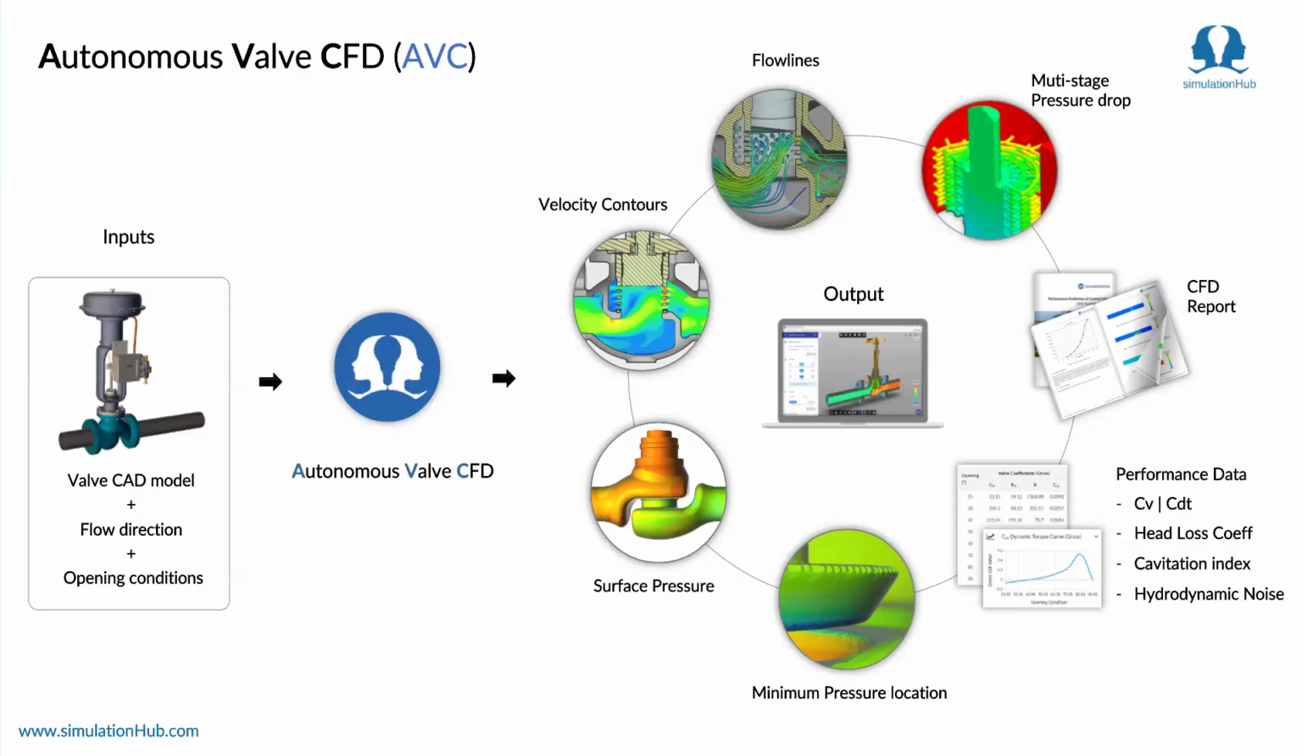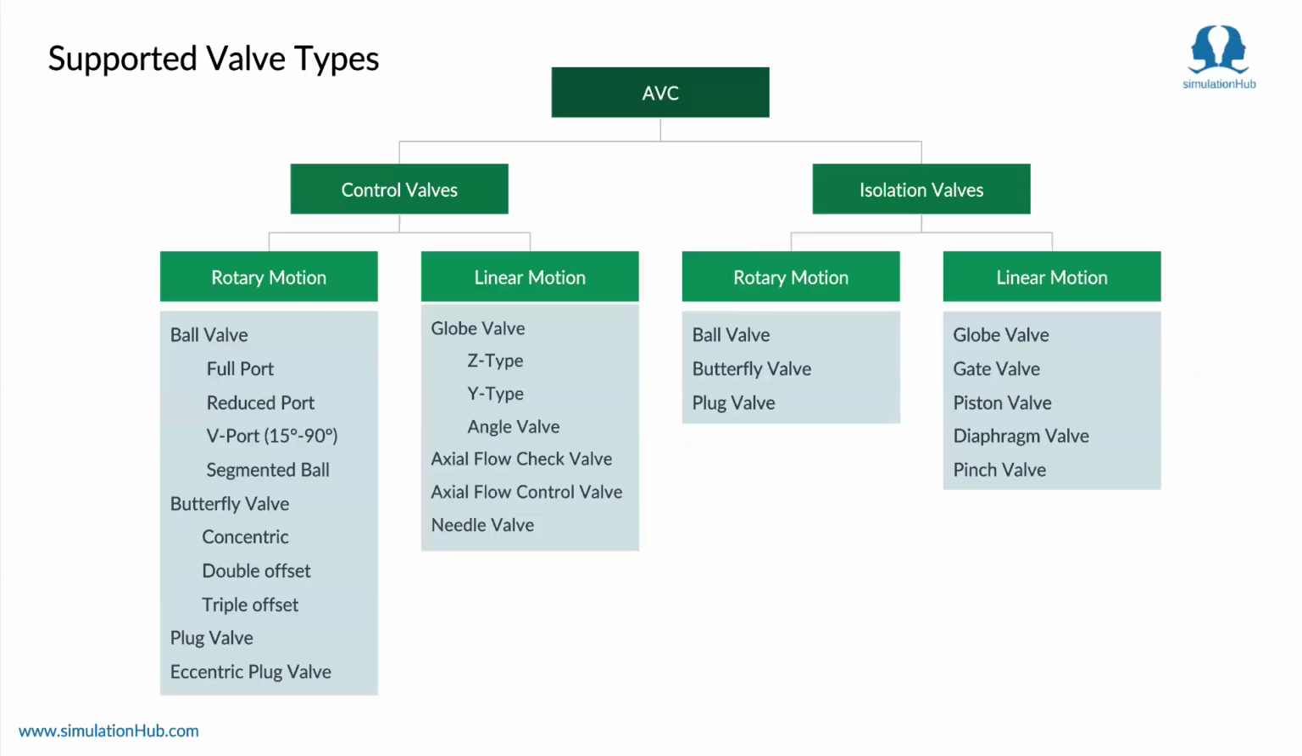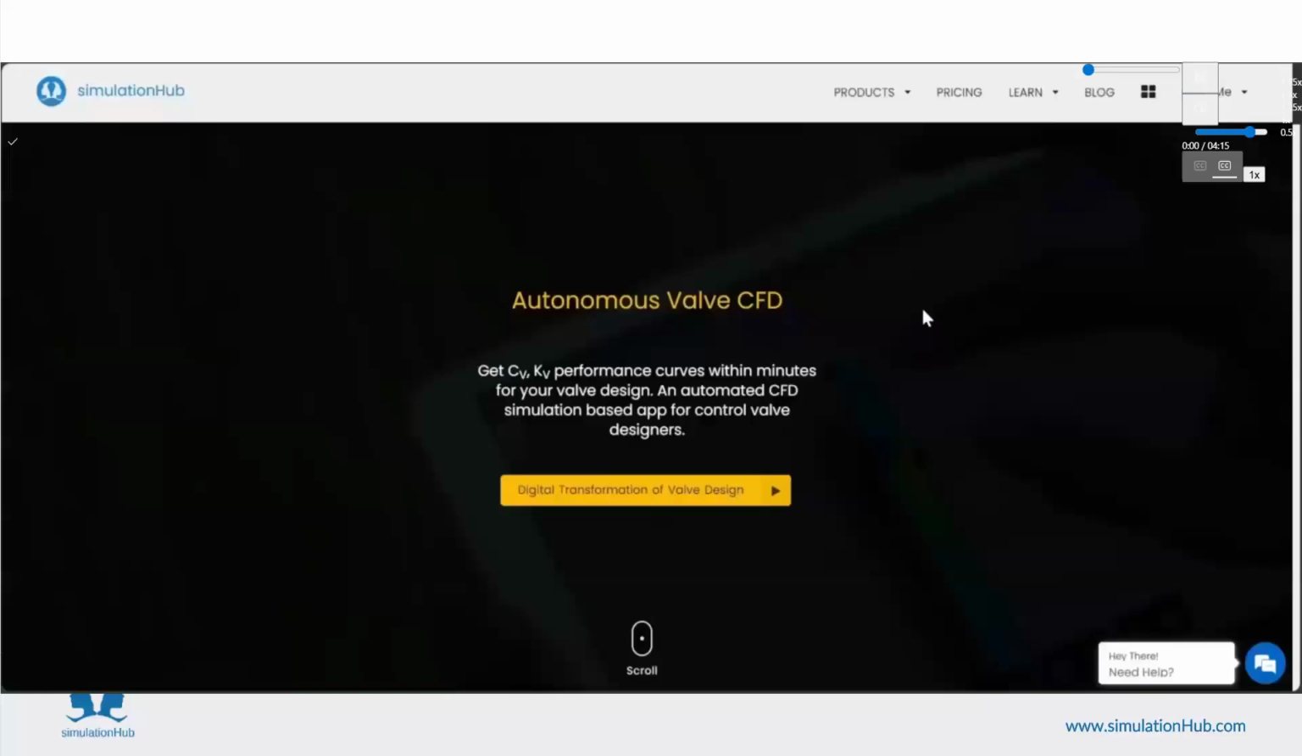And you also get quantitative data. So this was about qualitative data. You also get the quantitative data in terms of tables and graphs. And all of these insights are consolidated into a CFD report at the end of each and every simulation, autonomously. So these are the valves that are supported in AVC. Almost all control valves from rotary to linear, even the isolation valves, are supported.